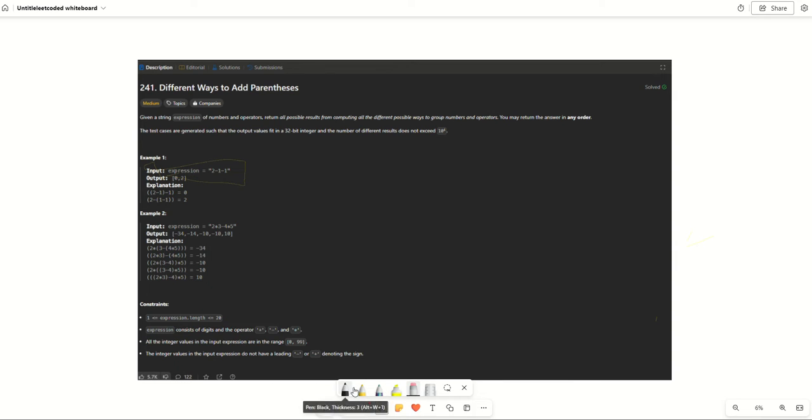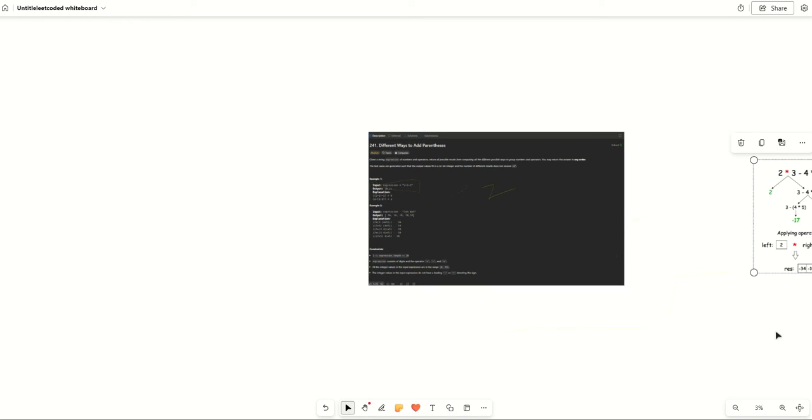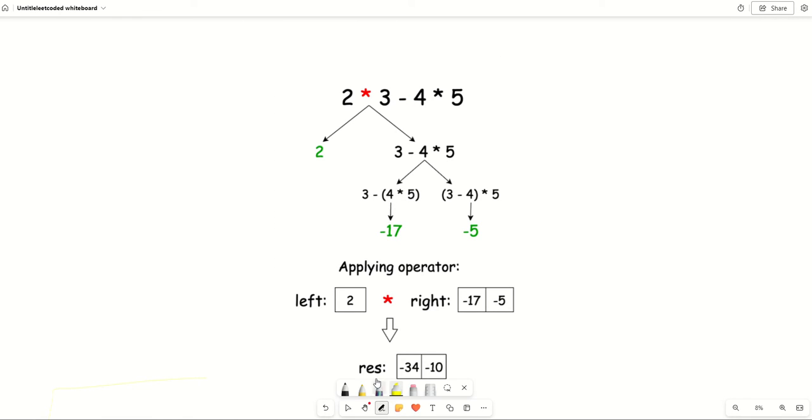Let us plan. For example, the next problem is 2 multiply by 3 minus 4 multiply by 5. So what do we then do?